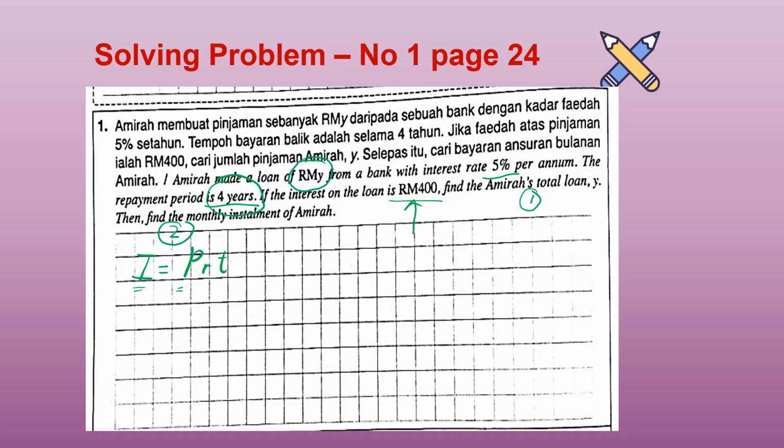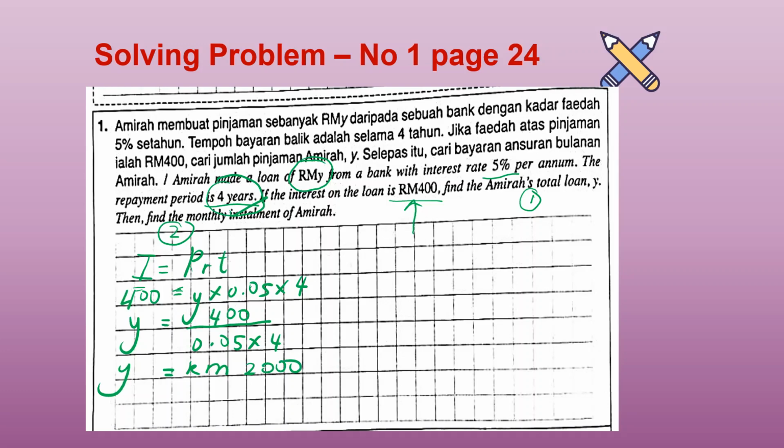So you substitute: the interest is 400, mentioned in the question. P is Y, you don't know. R is the rate, 5%, which is 0.05, and the time is 4, given here. So you find Y. You move Y here, 400 divided by 0.05 times 4. After you divide, you will get Y equals RM2000. This is simple calculation, you don't have to worry.